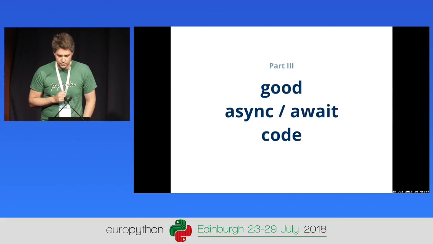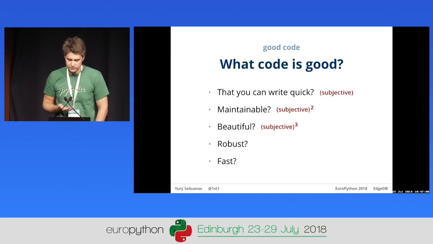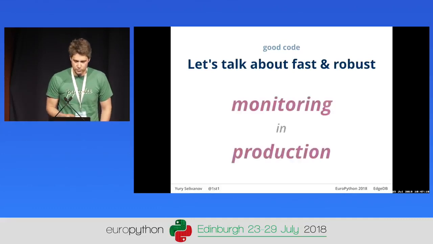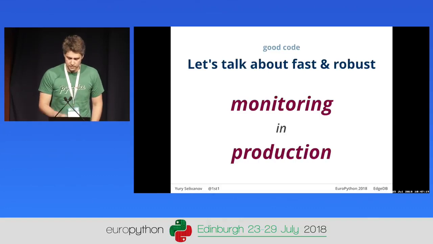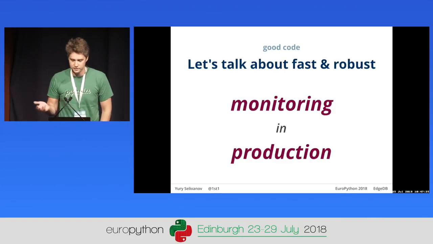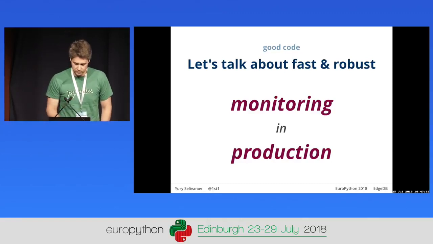So now let's talk about good async await code and what code is good. Maybe the one that you can write quickly, or maintainable code, or beautiful, or robust and fast. Many of those things are subjective and some are highly subjective. But the last two, robust and fast, you can actually measure. The only way to measure them correctly is to do monitoring in production. And the sad thing here is that it wasn't really possible to monitor asyncio code correctly in Python 3.6 and prior. In Python 3.7, we now have context variables, and now I'll try to explain why it was such a big problem before.